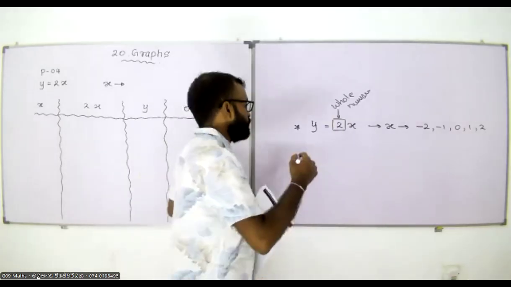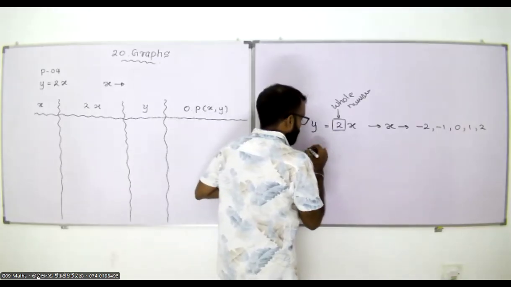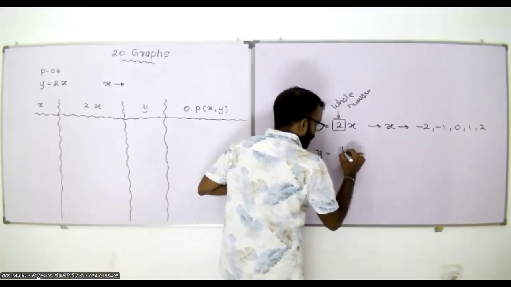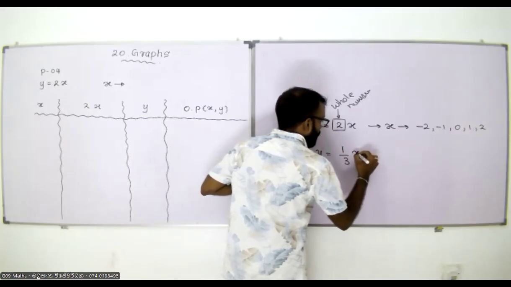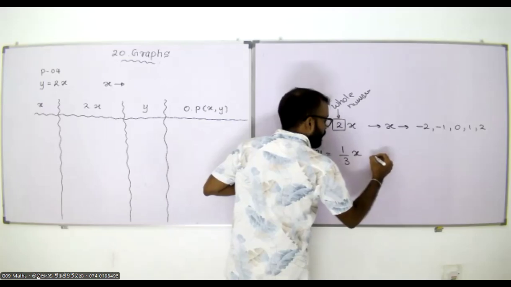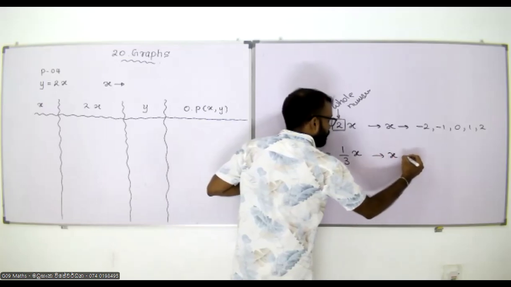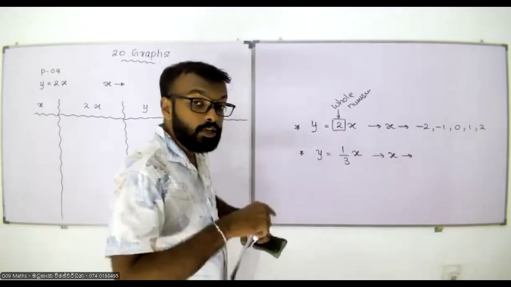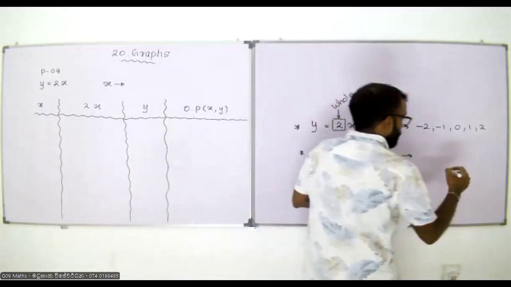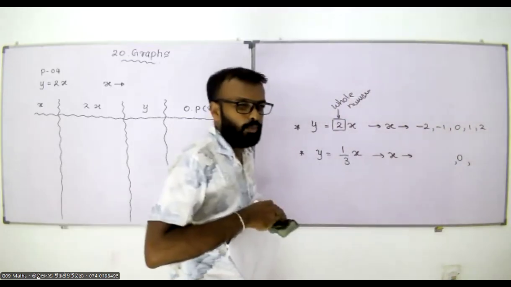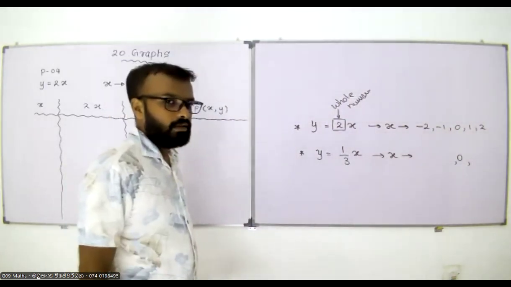But this whole number can become a fraction. Sometimes you might have something like y equals 1/3 times x. What is the suitable value range for this, including 0? Now you need to take a little trick here, a small trick. How then?